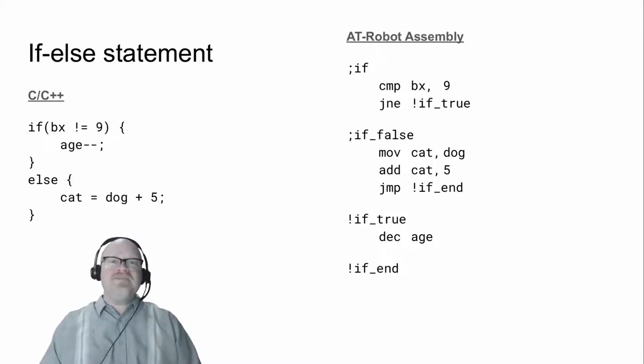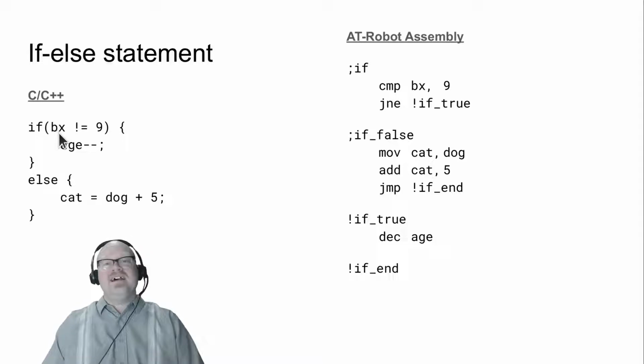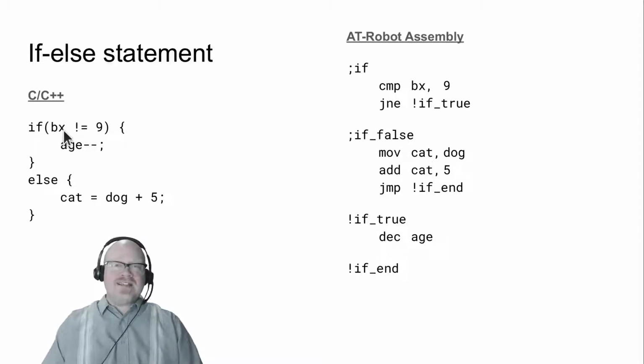All right, so let's look at an if statement that has an else, just a slightly more complicated statement. In this case, our code is checking to see if bx is not equal to 9. And if it isn't, then we're going to decrement the age variable. And when we're done with that, we need to just move on past all of the if code.